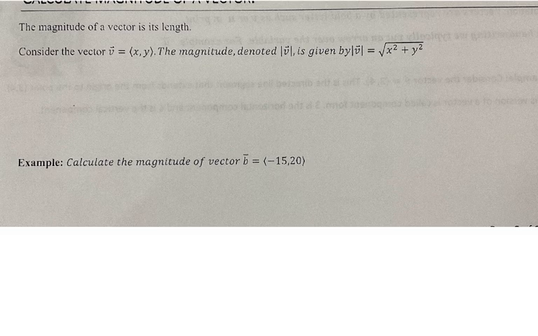The magnitude of a vector is its length. Did y'all know that? I talked about that at this point, so hopefully we get that down by now. Consider the vector v, which is in component form x, y. The magnitude of v is written like this. What does that remind you of? Absolute value, the absolute value of the vector.